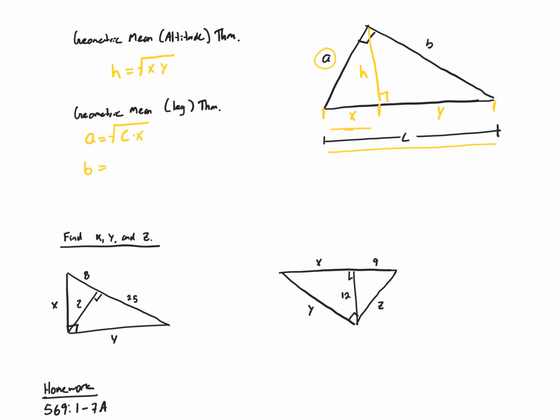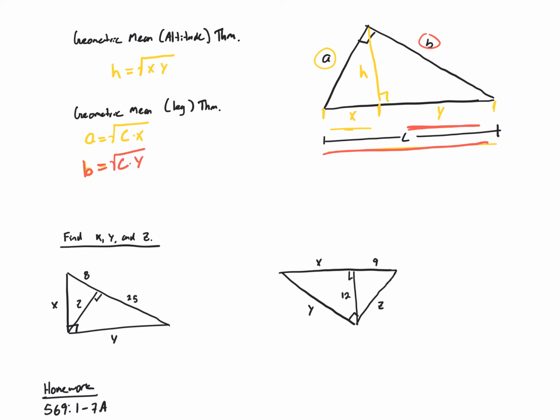And I can apply that same rule if I want B. I should use a different color. B is going to be the whole length times the piece of the leg that's nearest to it. So it's going to be C times Y. So let's go ahead and try this real quick. Let's see if I can squeeze them in here. I didn't give myself much space.